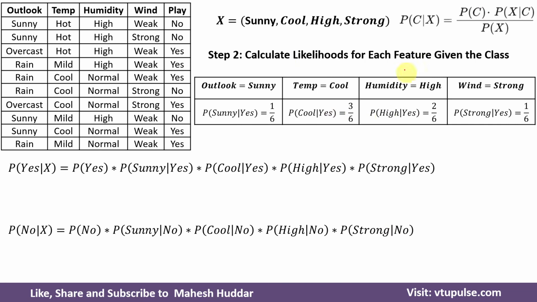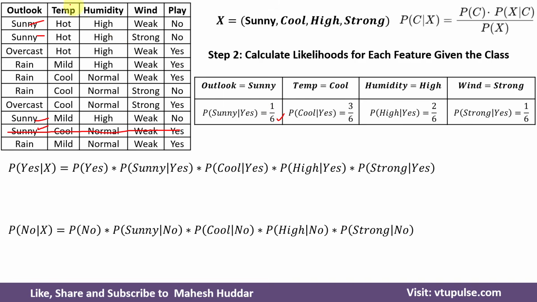That is what you can see here. In the outlook attribute, we need to take sunny given yes. In this, we can see that we have 4 sunnies, but in the 4 sunnies attribute values, we have only one example with sunny given yes. So, this is equal to 1 divided by number of yes examples. Number of yes examples are 6, so which is equal to 1 divided by 6.